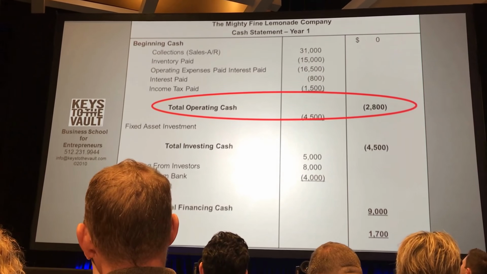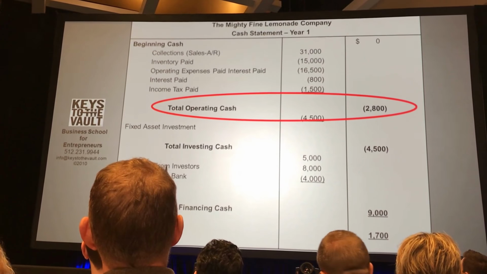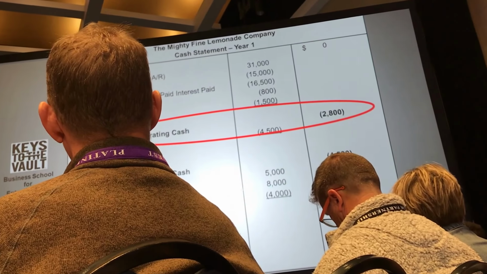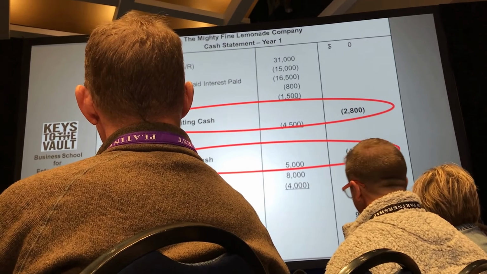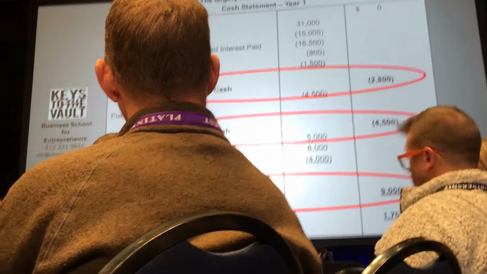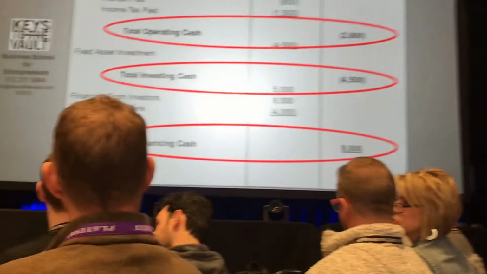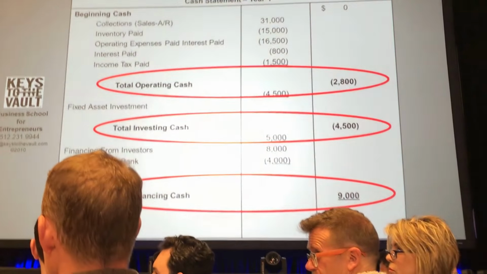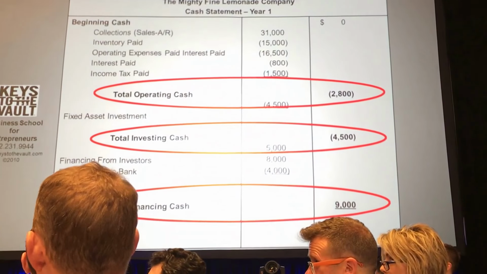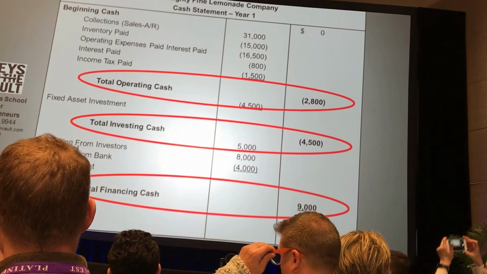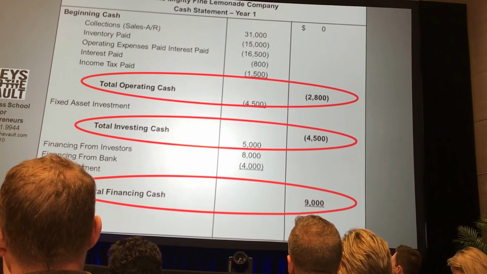In theory, we have 17,200 of profits. In reality, our operating cash flow is negative 2,800. Investing cash, negative 4,500. Financing cash, plus 9,000. The only reason this business is still in business is because somebody's really good at raising money. The business is not producing enough cash to support itself. And so in order to stay alive, they have to go raise money. But they think they're doing okay.